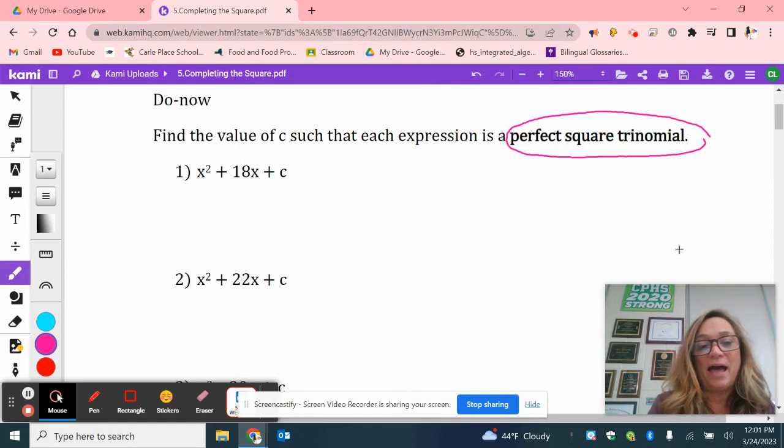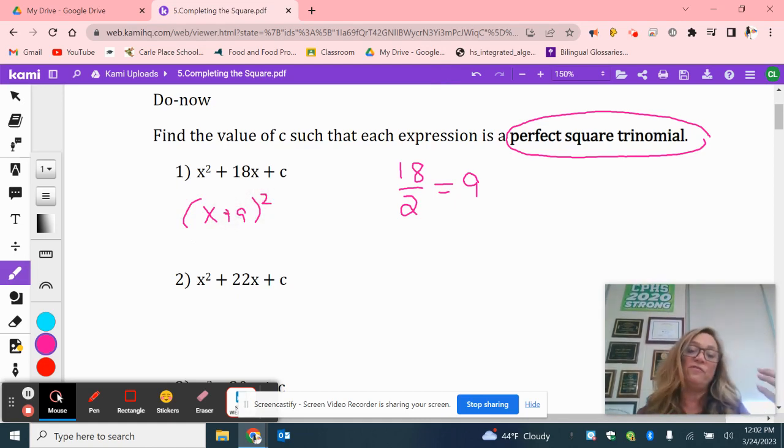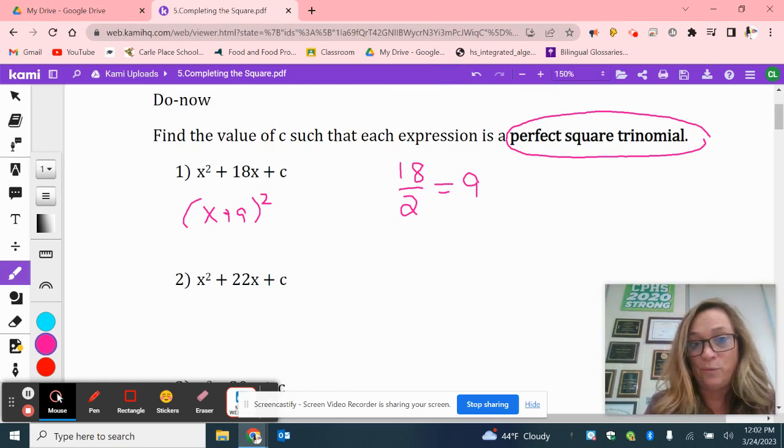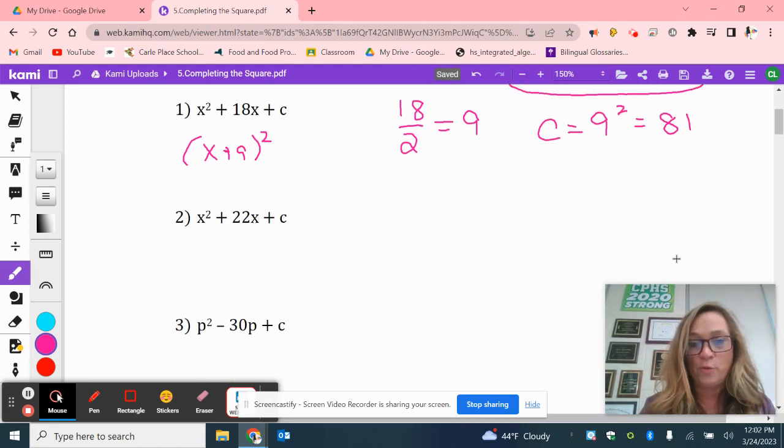Basically, I'm going to take this 18 and divide it by 2. That gives me 9. So that means that before the multiplication occurred, it was x plus 9 squared. So therefore, after the multiplication occurred, it was 9 squared for that c, which would be 81. So c would equal 9 squared, which is 81. I'm kind of working backwards towards what that trinomial was.